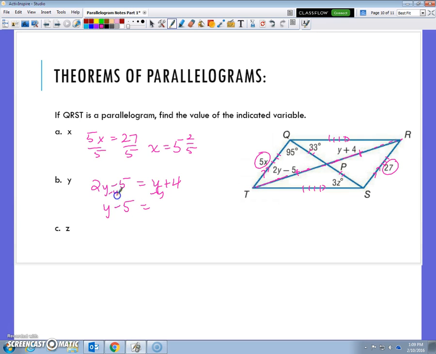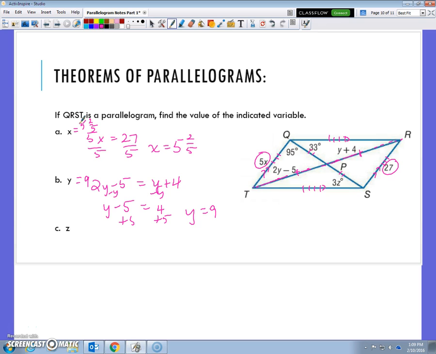If I subtract y from both sides and solve, I know we're pretty good at the algebra. Y equals 9. So in this case, I know y equals 9, x equals 5 2/5.